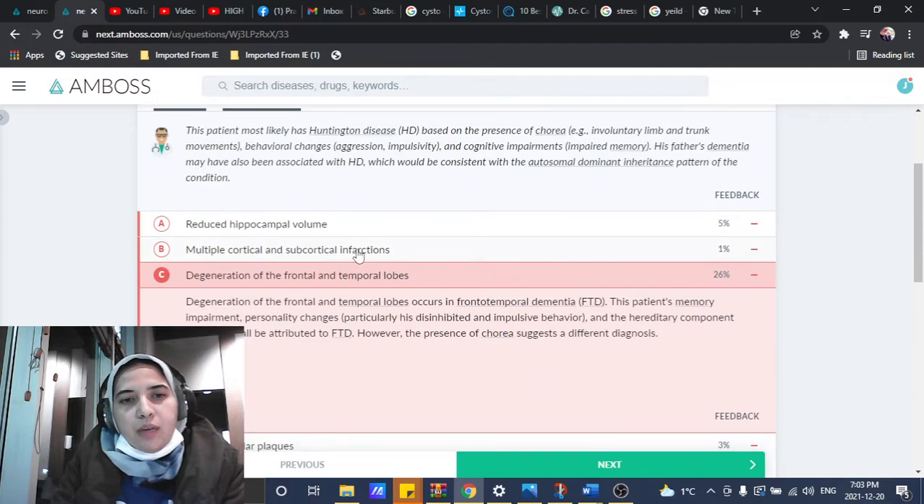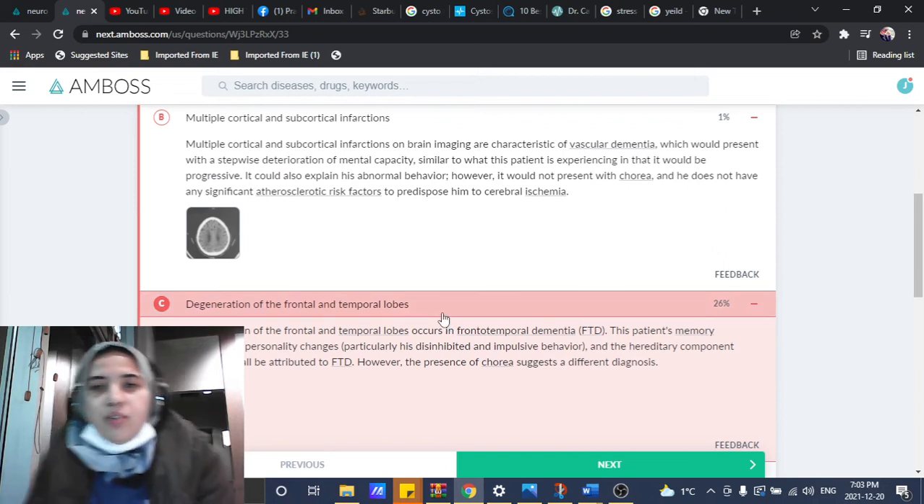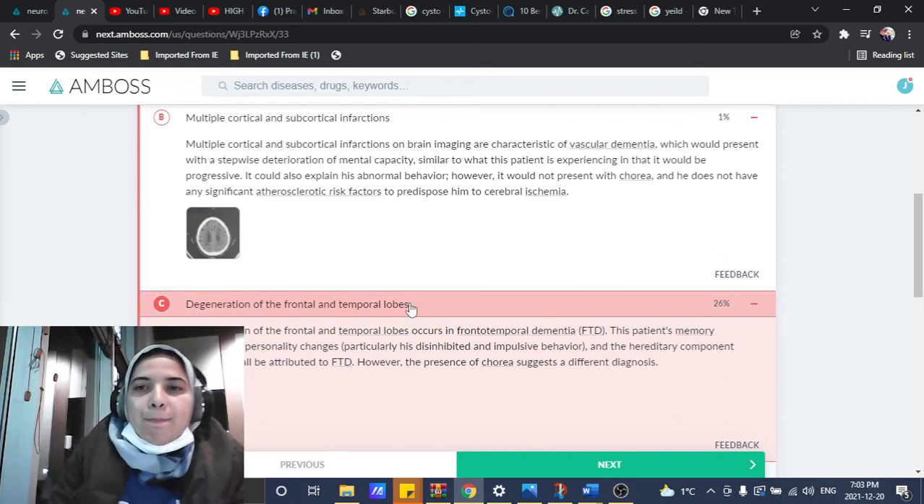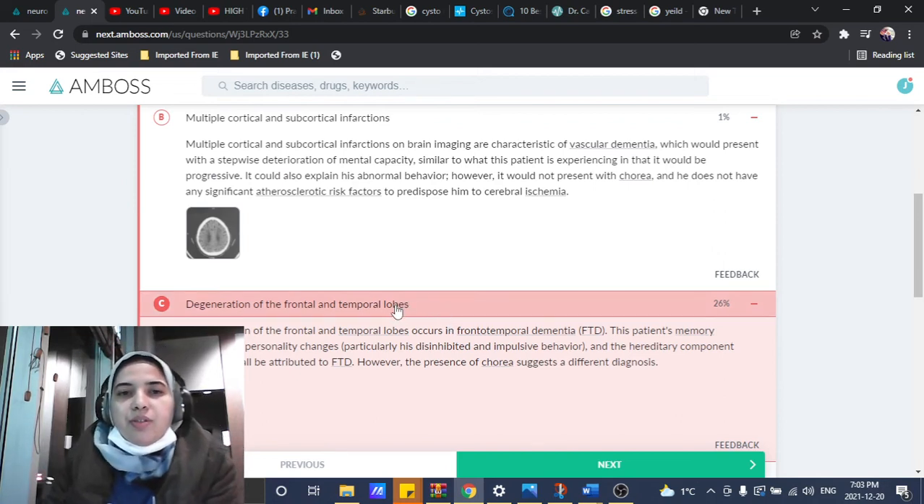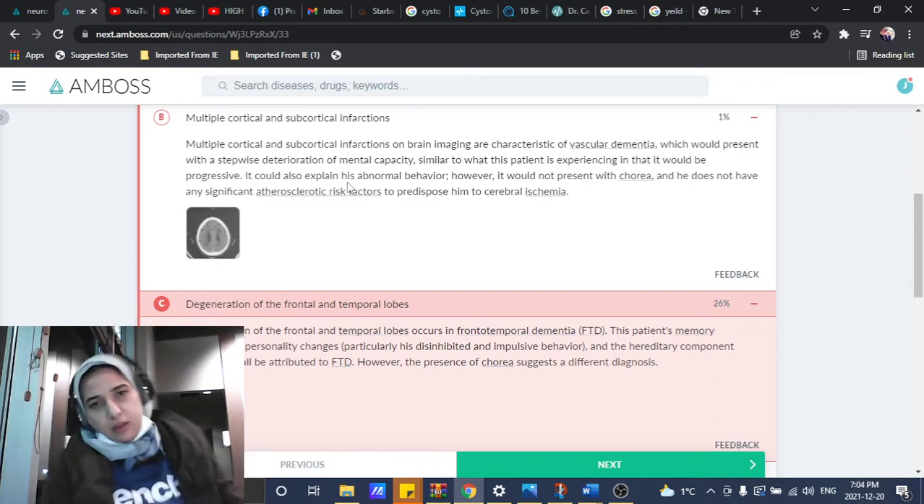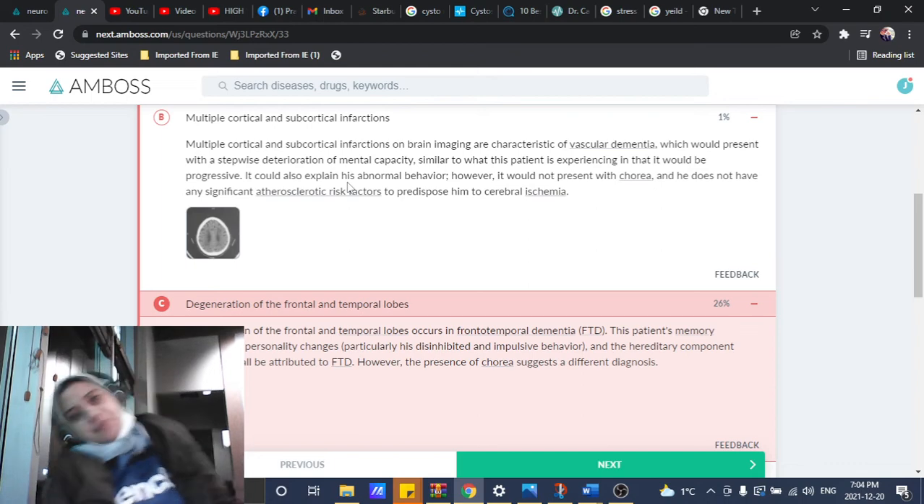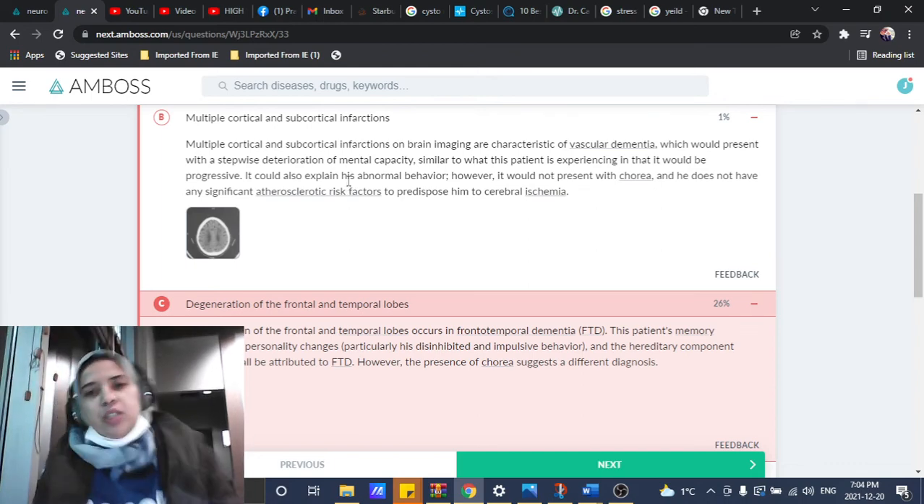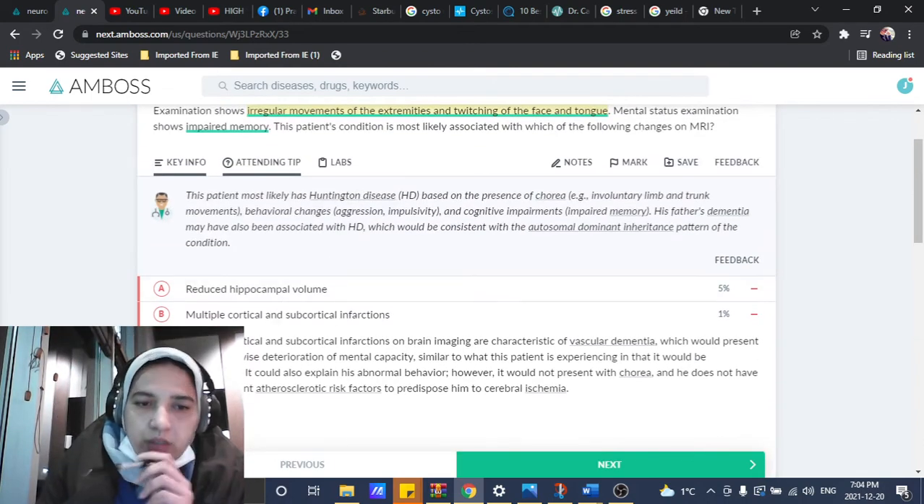Let's see, multiple cortical and subcortical infarction. So that would be vascular dementia, which would present with a stepwise deterioration of mental capacity, similar to what the patient is experiencing, and it would be progressive. It could also explain his abnormal behavior, but it does not present with chorea. He does not have any significant atherosclerotic risk factors, because he is a young man, technically 39, so we wouldn't be expecting vascular dementia. Let's take a look at that as well.